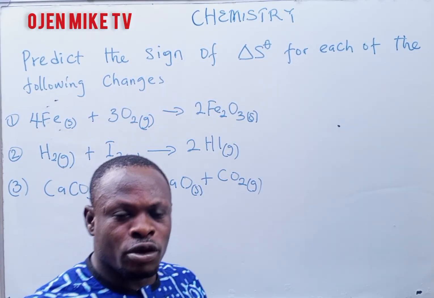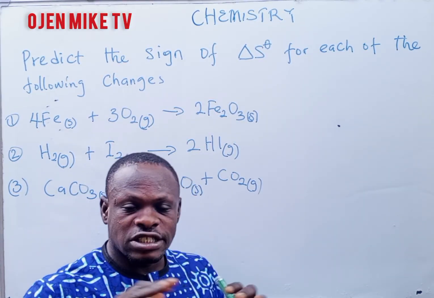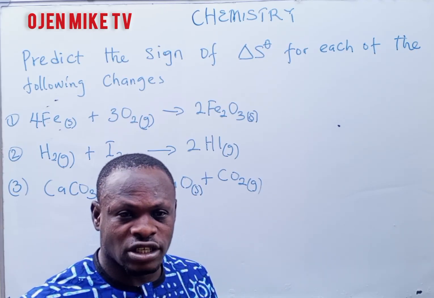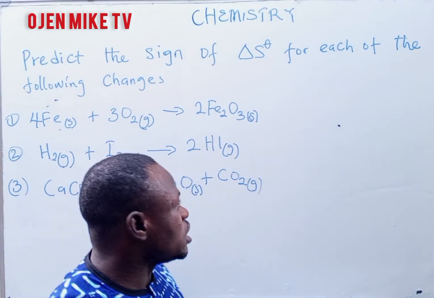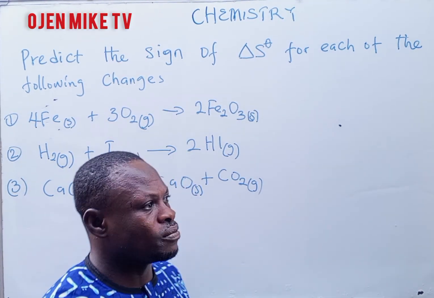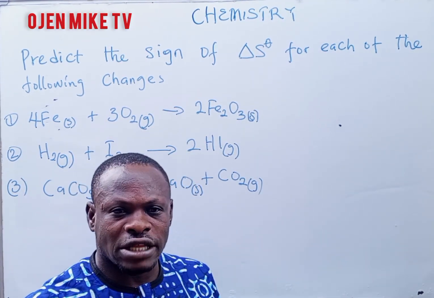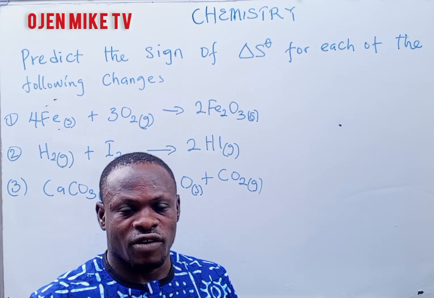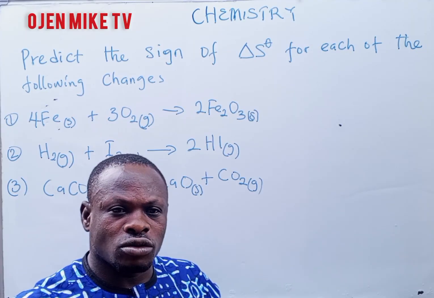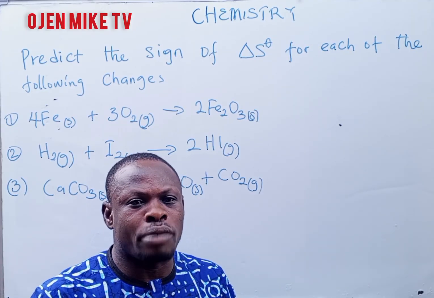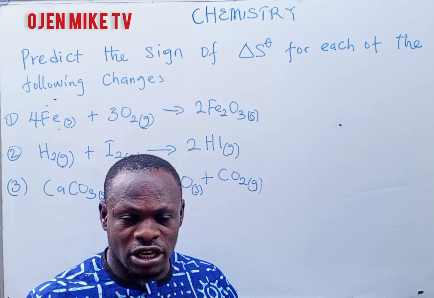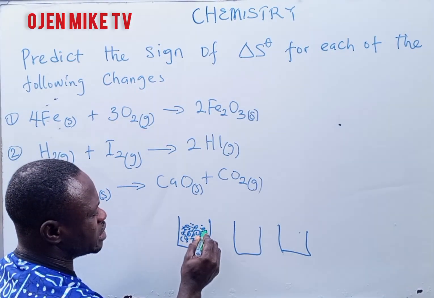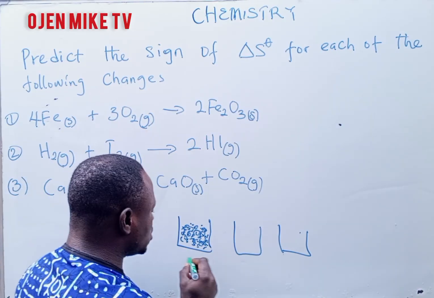Now, remember what we mean by entropy: we are looking at the degree of disorderliness or randomness of the particles of a system. Let's take matter as a case study. Matter has three physical states: the solid state, the liquid state, and the gaseous state. The particles in the solid state are tightly packed in such a way that there is no random movement, so there is no degree of randomness in this system.